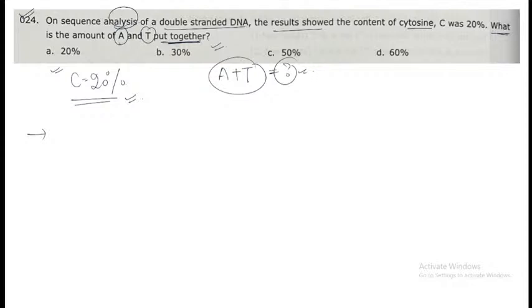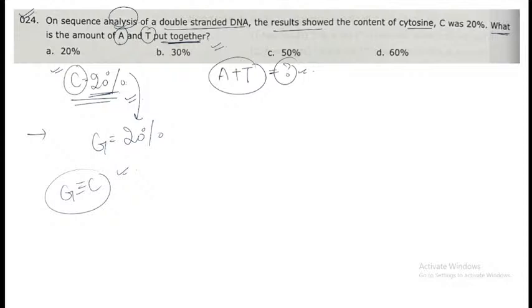Okay, let's try to find the answer for this. It is saying cytosine is 20%. So if cytosine is 20%, guanine will also be 20%, right? Because guanine and cytosine both form bonds with each other, and they both have to be in equal concentration in order to maintain the proportionality in our structure, to have a constant or a very stable structure.